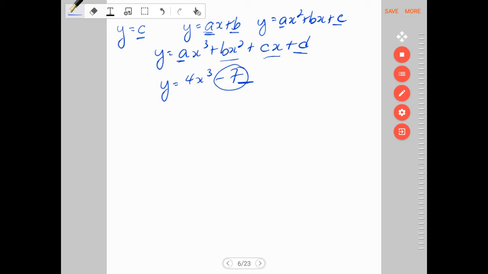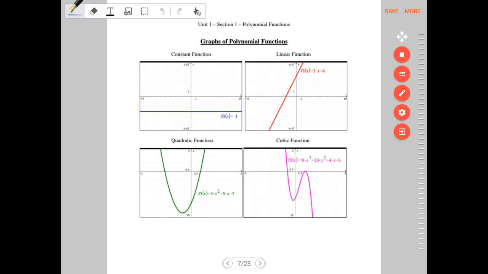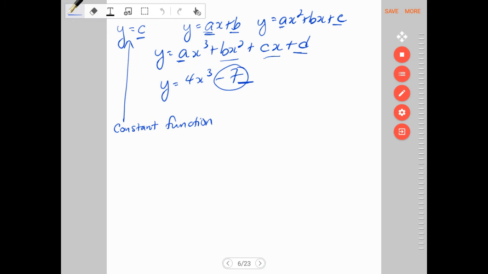All right, so if I have an equation that just equals a number, then that would just be a constant function. And if you take a look on the next page, I've provided graphs of 4 different functions that you're going to have to know. So if you take a look at the graph of the constant function, it produces a nice horizontal line.